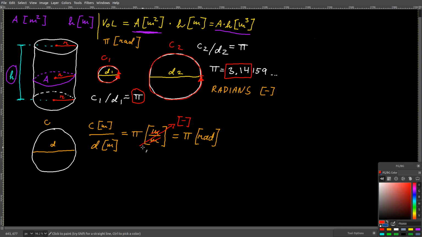But now, suppose that you only have the diameter of your circle, and you don't know its circumference. Well, you already know that for all circles, the division of their respective circumferences and diameters, C over D, will give you the same number, which is pi. And thus, if you take the diameter of a random circle and you multiply it by pi, you will get the circumference of that same circle.